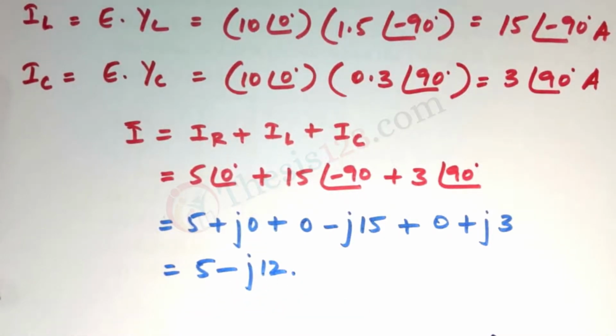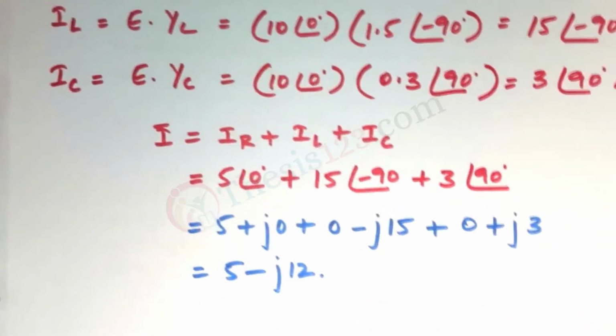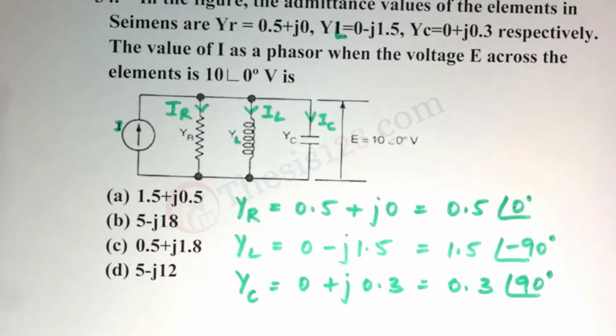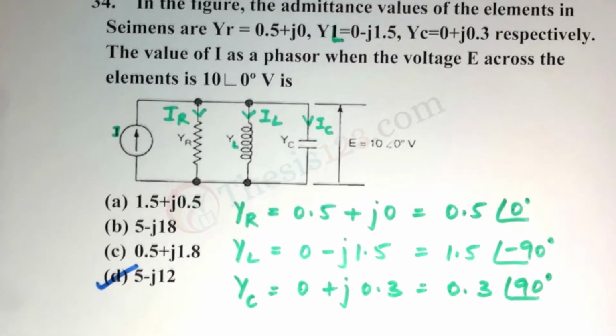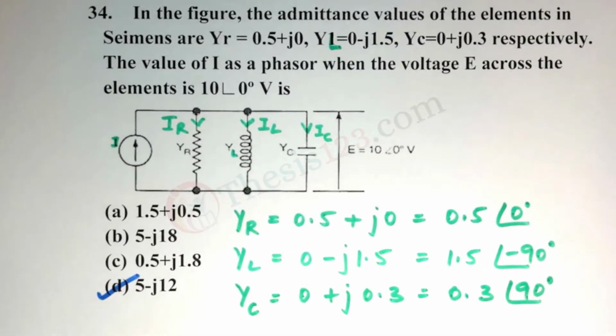Now our options given in the question are in the form of rectangular coordinates. So 5 minus j12, let's see, 5 minus j12 is option D. So here for this question, the final answer is 5 minus j12, option D.